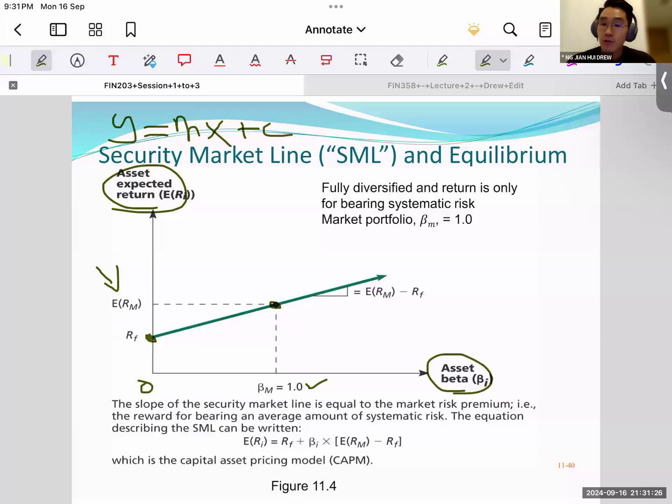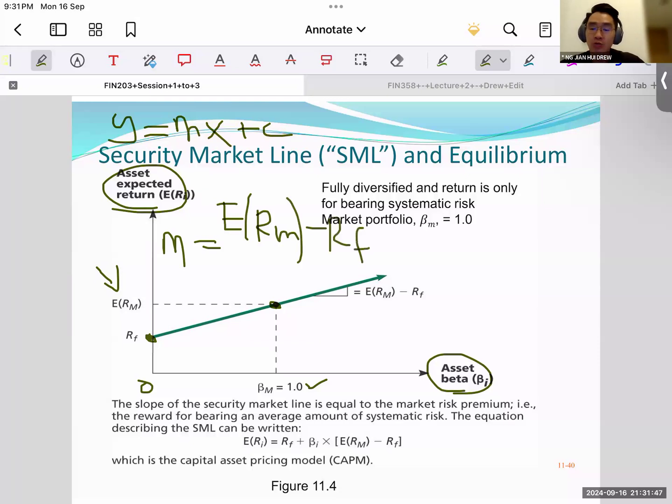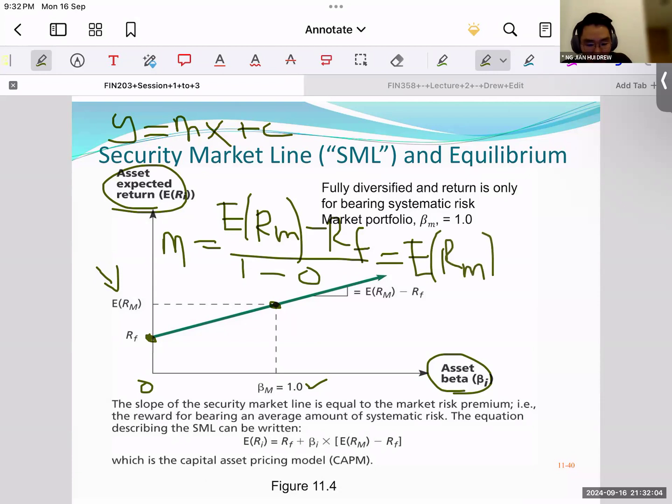Now, if you have 2 points on a line, you can actually find the gradient, M, right? So what's M? M equals ERM minus RF, that is, Y2 minus Y1 divided by X2 minus X1. This is the basic formula of a gradient. So what does this equal to? ERM minus RF. So this is the gradient of this line, which is given here. We have just determined the gradient of the line with the 2 points that we have.